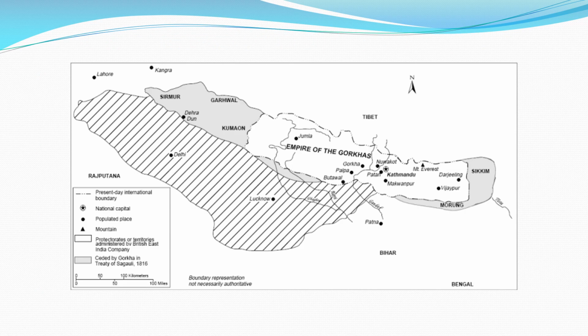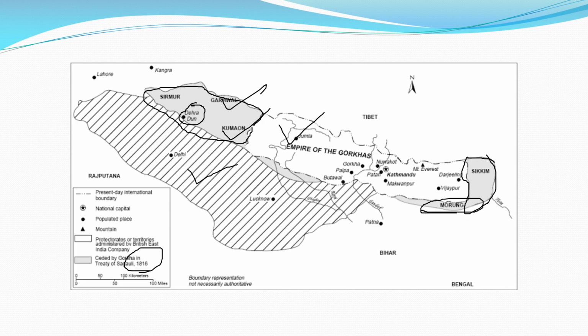Now this is the map of British India and Nepal during the treaty which was signed in 1816 between Nepal and India. So this was the area which was administered by the Britishers, and this was the Nepal territory. And all these areas shown here in grey, including the Garhwal and Kumaon districts, are now part of the Uttarakhand state of India, and this is the capital of Uttarakhand, Dehradun, and also this is Sikkim. Okay, so all these areas, including this Morung area, were ceded by the Nepalese to the Britishers as part of the agreement under the Treaty of Sugauli.